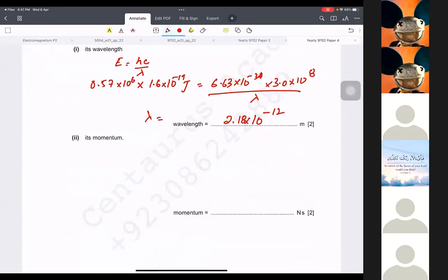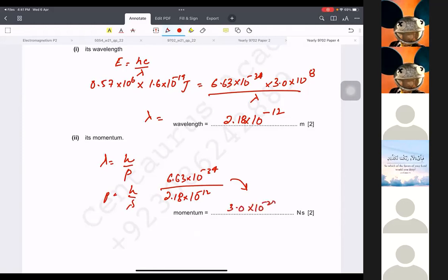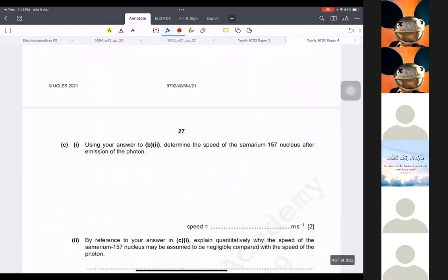Okay, so momentum then. You can use lambda equals h upon p. So p will be h upon lambda, right? So we have the lambda. So 6.63 times 10 raised to minus 34 divided by 2.18 times 10 raised to minus 12. So the answer is 3.0 times 10 to the power negative 22. Very good.